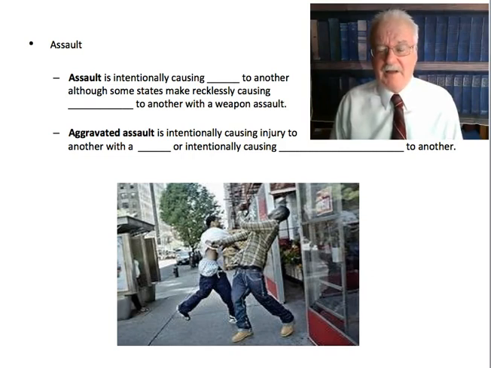So basically, causing injury is the basic crime. Intentionally causing injury is the basic crime of assault. In some jurisdictions, if you recklessly cause injury with a weapon or a vehicle, you can be charged with assault. And it's more serious aggravated assault if you cause serious injury or if you use a weapon.